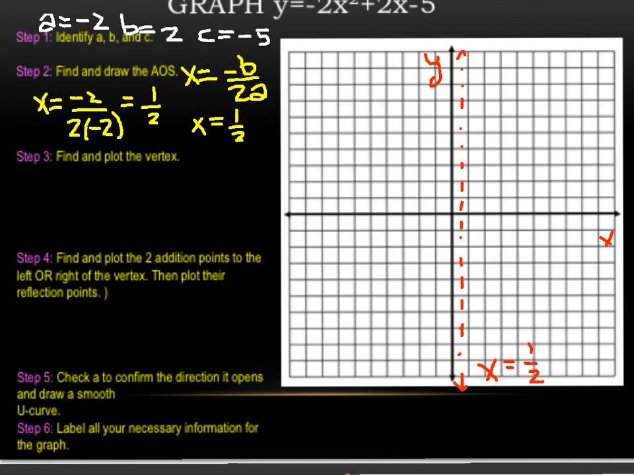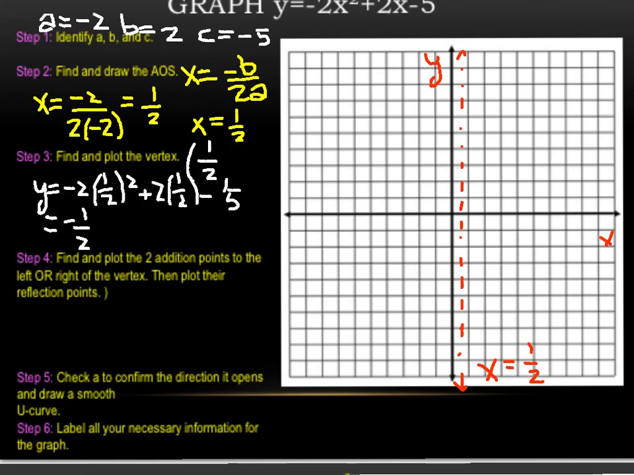Alright, now I want to find and plot my vertex. Well, the vertex exists at -b/2a, which we just found was 1/2. And then f of -b/2a, so I have to take 1/2 and plug it into my function. So that's going to be y equals -2 times 1/2 squared plus 2 times 1/2 minus 5. Getting our exercise with our fractions here. So 1/2 squared is 1/4 times -2, which is going to be -1/2. 2 times 1/2 is 1, minus 5.